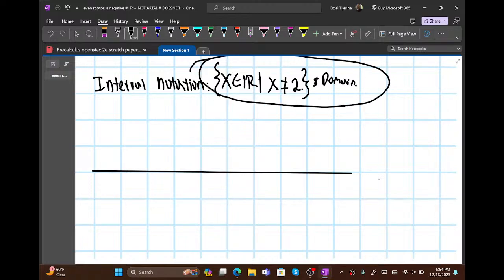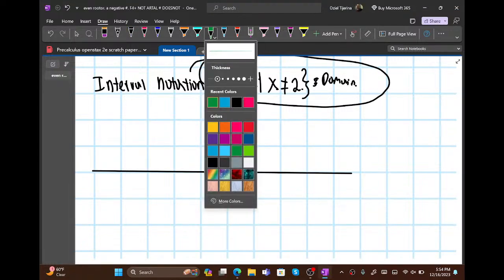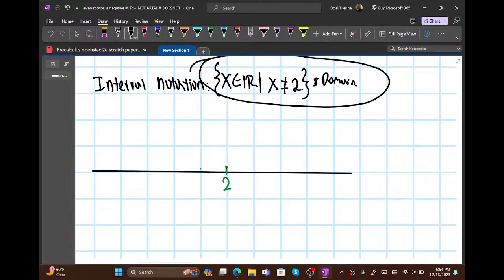We would go to 2, put 2 anywhere, and this would help. I mean, you don't have to do this, but it helps if you don't understand how to put this in interval notation. You would put 2 here, and you want to make sure you put an open dot because it is not defined there, but you're basically gonna shade to the left of 2 and then to the right of 2.